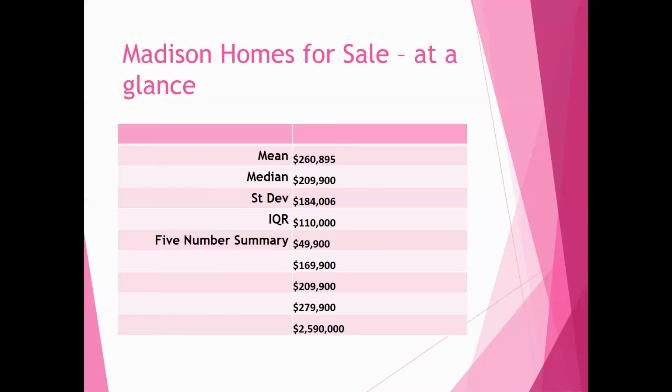So here's an example, the homes for sale in Madison. The mean at the time we had this data set, it's gone up since then, was 260,895. The median, about 210,000. Standard deviation, 184. Interquartile range, 110. 5-number summary: the cheapest home at that time was a little under 50,000. The most expensive was 2,600,000.